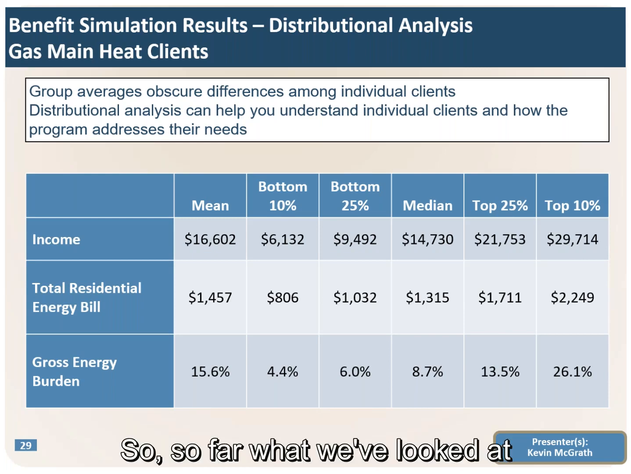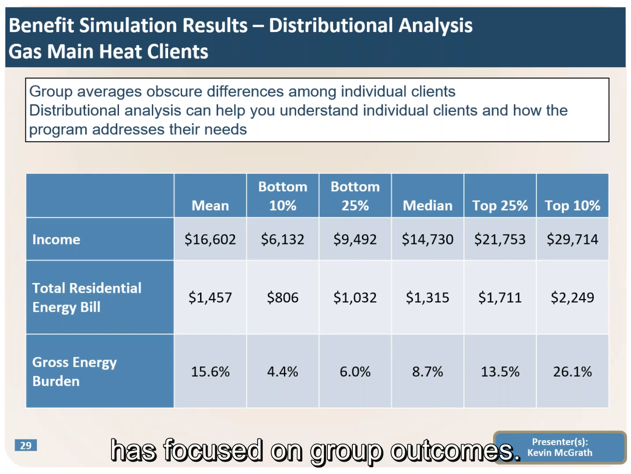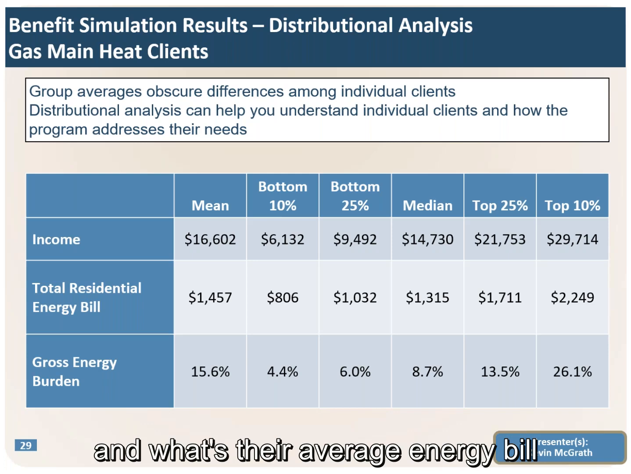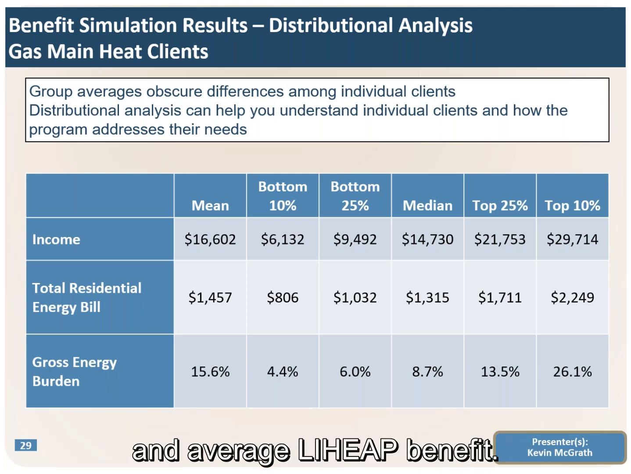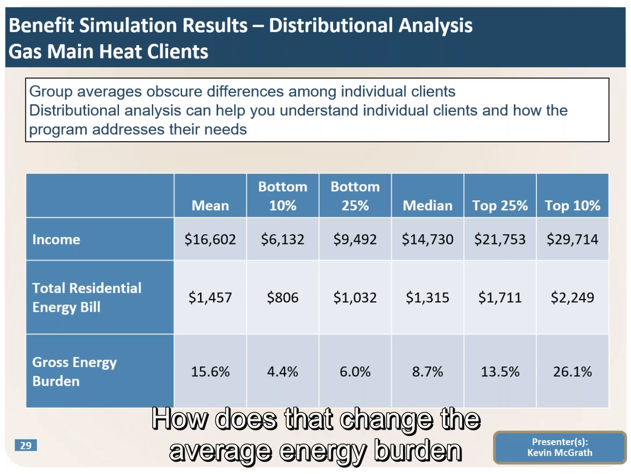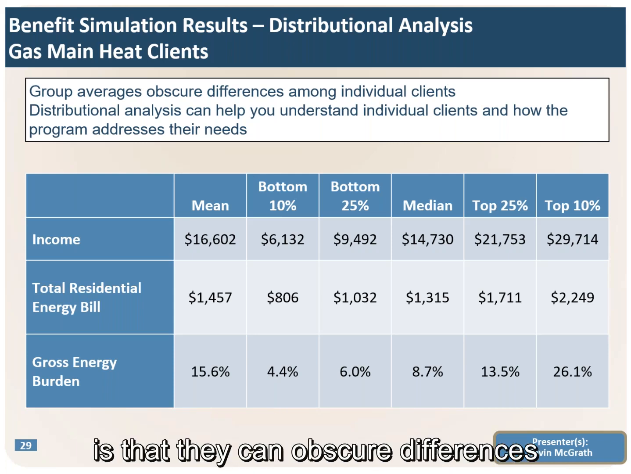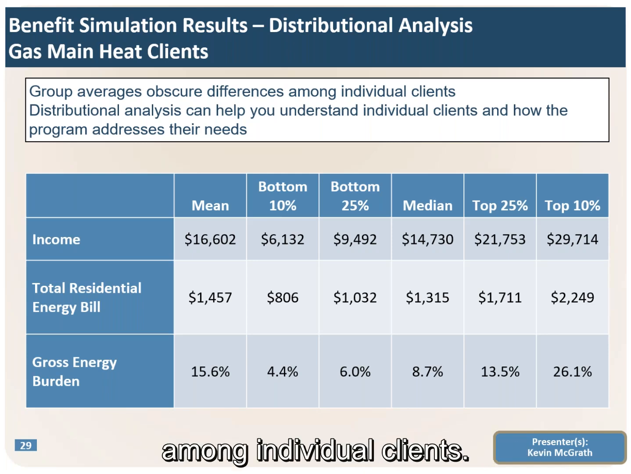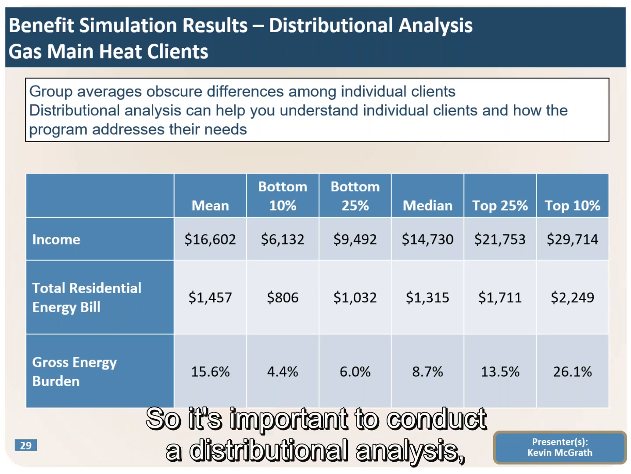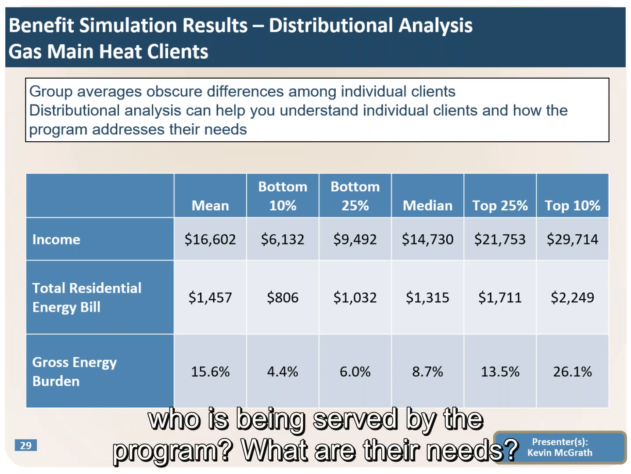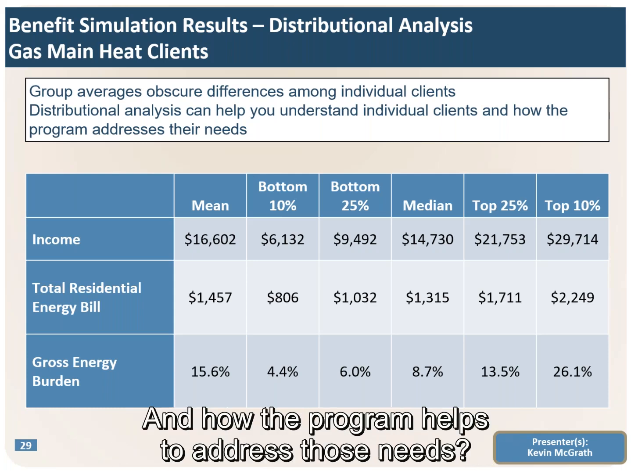So far, what we've looked at has focused on group outcomes. That is, what's the average income for the group, and what's their average energy bill and average LIHEAP benefit? How does that change the average energy burden for the group? One thing about group averages is that they can obscure differences among individual clients. So it's important to conduct a distributional analysis to get a richer understanding of who is being served by the program, what are their needs, and how the program helps to address those needs.